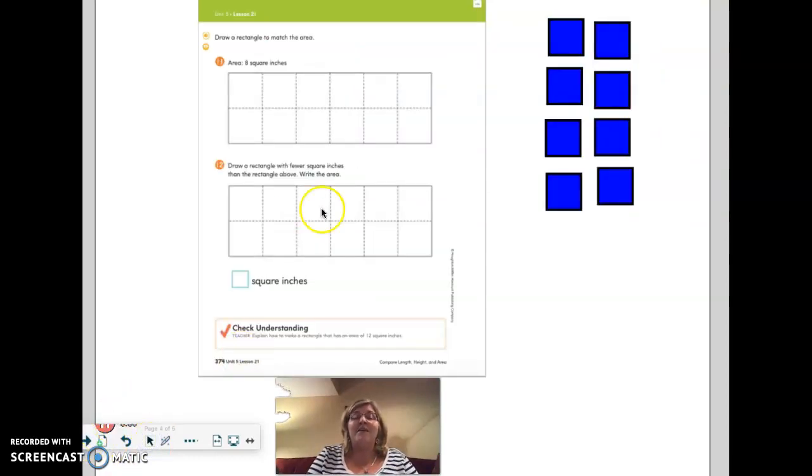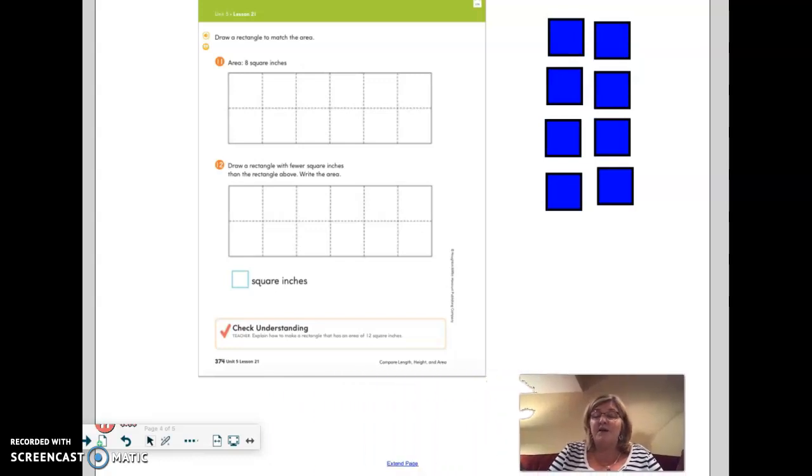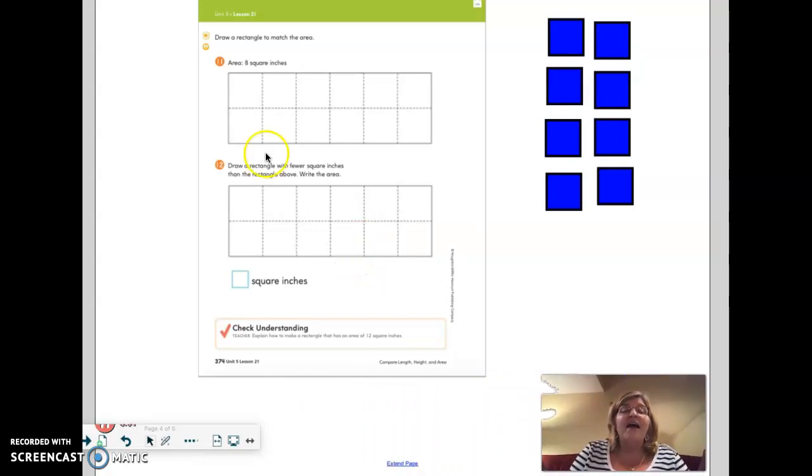Now let's take a peek at this page. Now this page has us doing something completely different. I'm going to move my head over here in the corner. And this says draw a rectangle to match the area. So now they are going to tell us the area and we have to match it. Okay, this area they want to be 8 square inches. But friends, there's something very important that they told us. It has to be a rectangle. So we can't just put them wherever we want. We have to make sure that it's a rectangle.